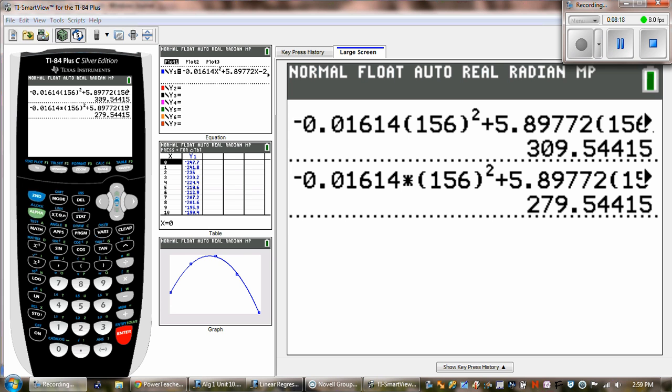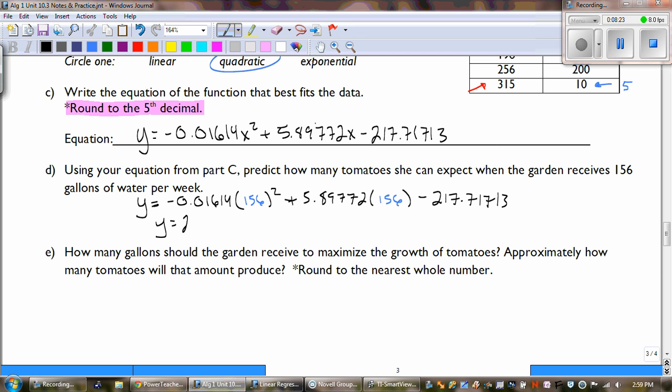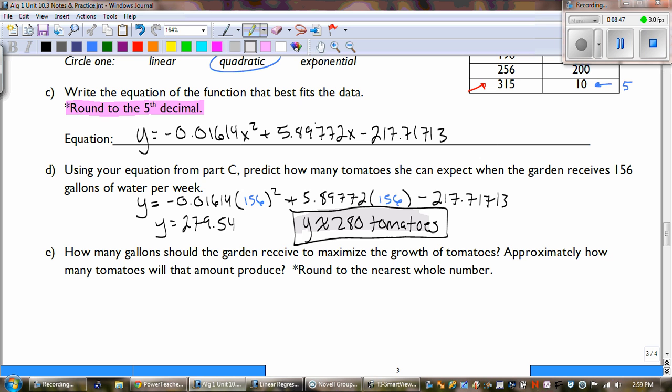So 279.54. But you can't grow 0.54 of a tomato. You either grow the full thing or you don't. So for this one, we're going to round it to the nearest whole number. So that would be 280 tomatoes. Okay, so just to make sure that Mr. Grice or Ms. Carranza can see my answer, I'm going to highlight it too.